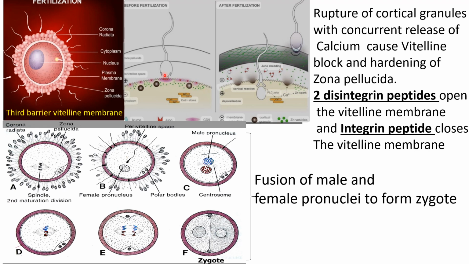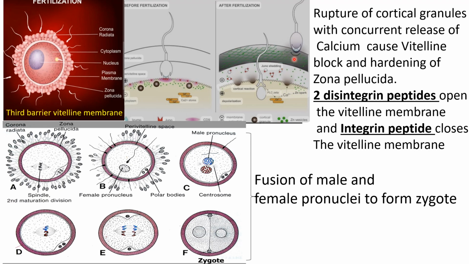These cortical granules are present at the periphery, or the marginal part, of the oocyte. As soon as the sperm head fuses with the vitelline membrane, these cortical granules rupture, and once they rupture, they cause hardening of the vitelline membrane and the zona pellucida. Because of this, the other sperms are not allowed to enter the oocyte. So again, the cortical granules, or the cortical reaction, will prevent polyspermia.